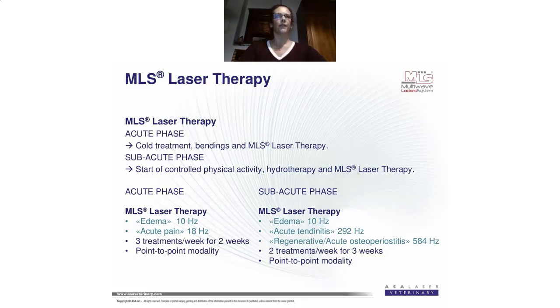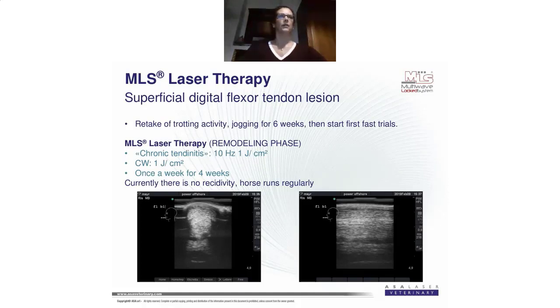In the subacute phase, I introduce the protocols for acute tendonitis because I don't have pain anymore after 1 week, and regenerative or acute periostitis protocols. 2 treatments a week for 3 weeks, point-to-point modality. This was the control after 4 weeks, I think, yes.